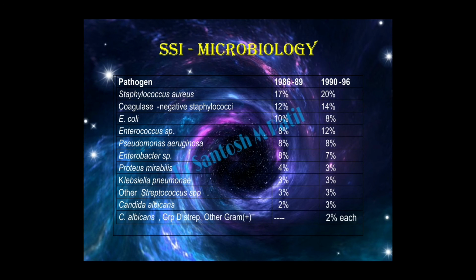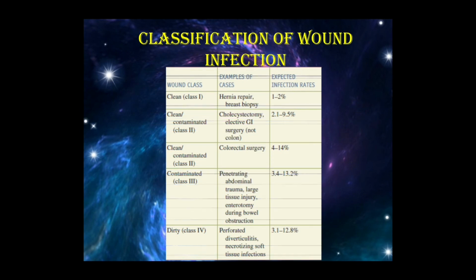This slide purely tells the percentage. Staphylococcus aureus and Coagulase negative staphylococci top the chart with high wound infection, and E. coli usually in the clean contaminated cases. The wound infection has been classified into class 1, class 2, class 3 and class 4, depending upon clean surgery up to class 4, called dirty surgery, where there is already spillage.